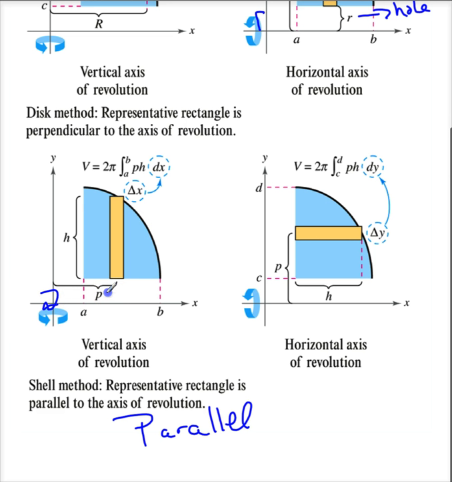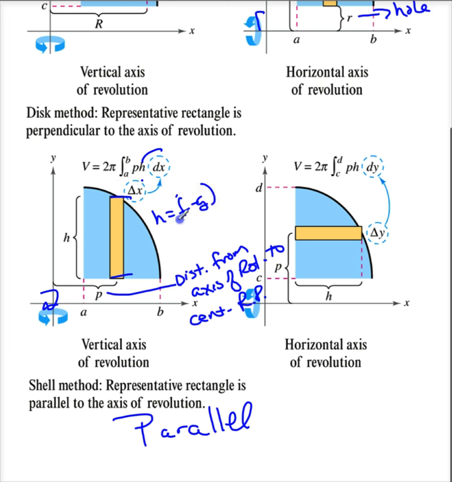Now remember, p is always the distance from the axis of rotation to the center of your representative rectangle, and h is the height of your rectangle. So h is usually f minus g if you have two functions.